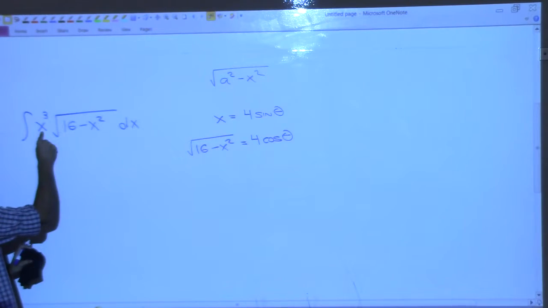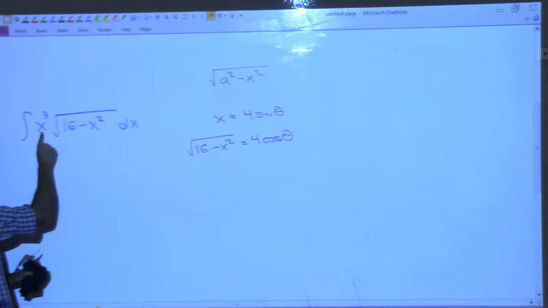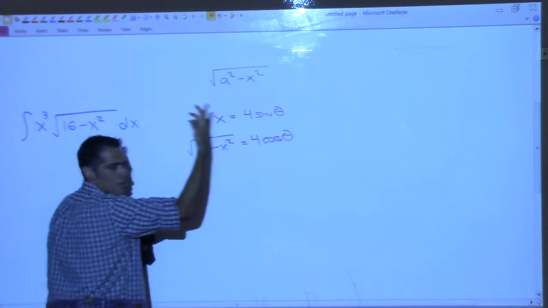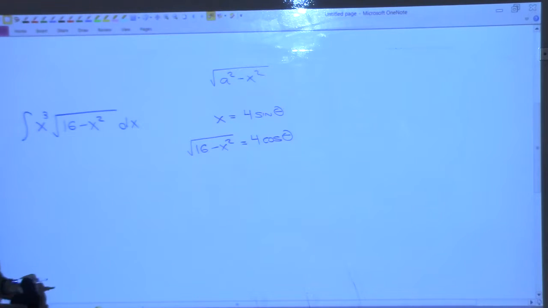x cubed, I'm going to have to replace that somehow, but how can I replace that? Well, if that's x, what's x cubed? It's just both of those cubed, right? Both sides cubed. Yes?